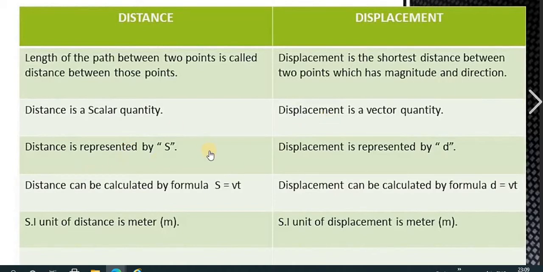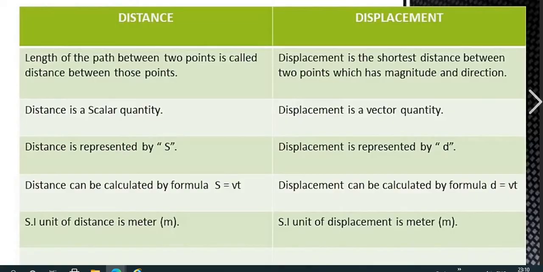Distance is represented by the capital S, whereas displacement is represented by the small d. Distance can be calculated by the formula S is equal to V into T, and displacement can be calculated by the formula D is equal to V into T. The SI unit of distance is a meter and the SI unit of displacement is also meter.